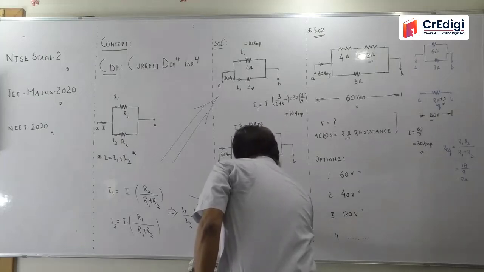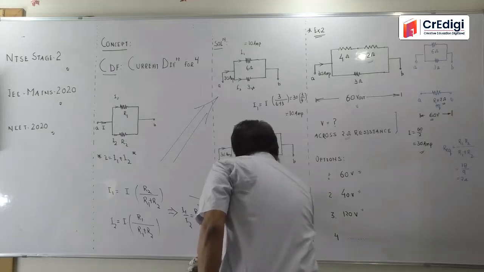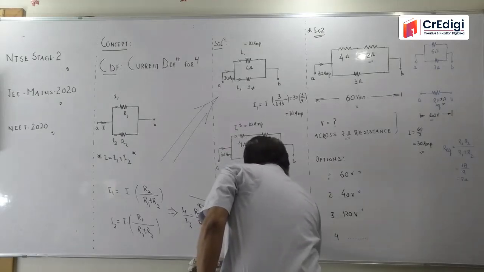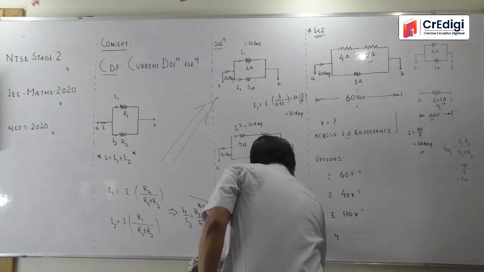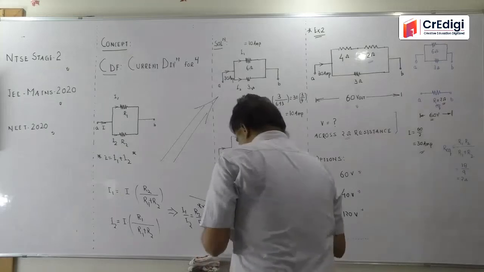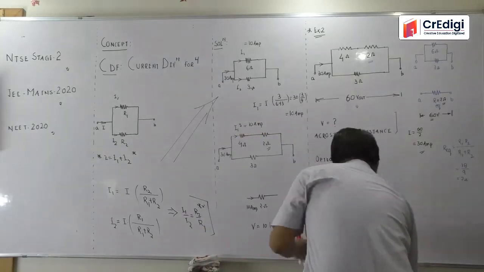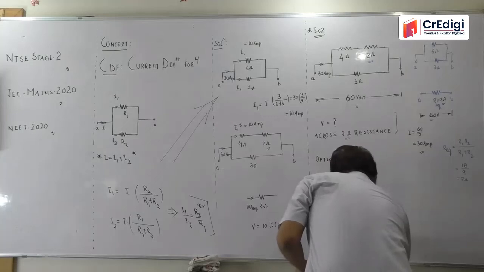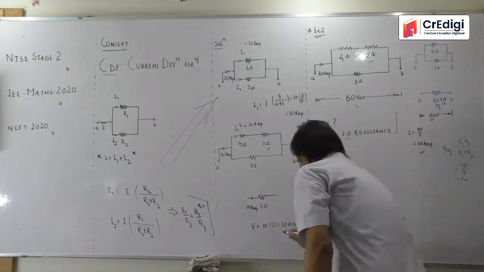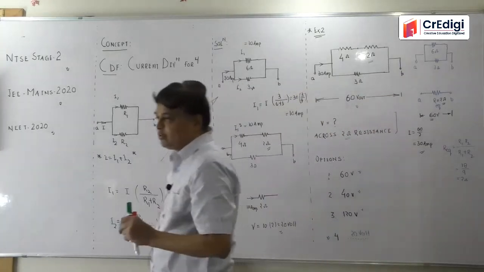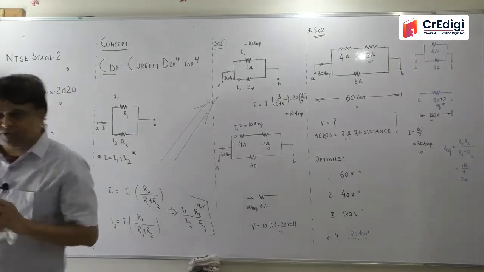Apply Ohm's law. Potential difference V will be equal to I, that is 10, times R, which is 2. The answer will be what? 20 volt. Is that clear? So the option which is coming out is 20 volt, and you can take it. Agree? It is a conceptual way to do it.